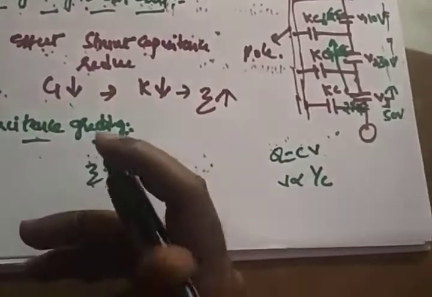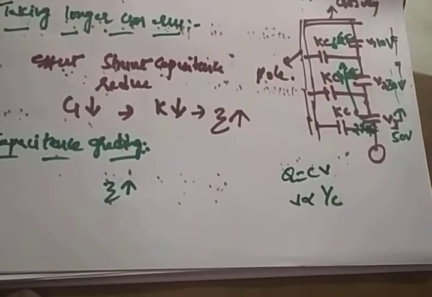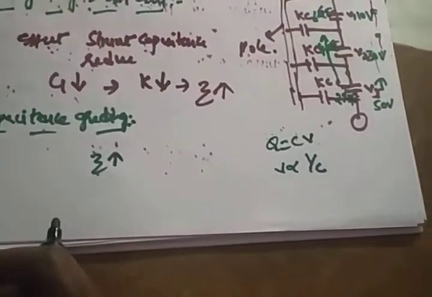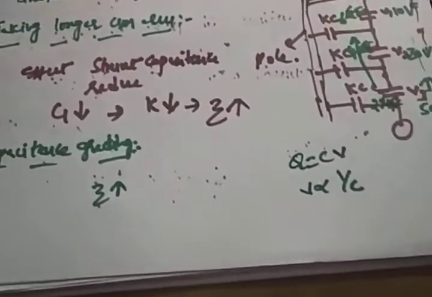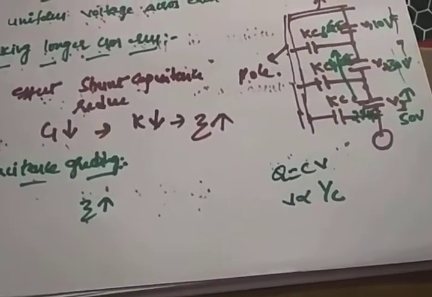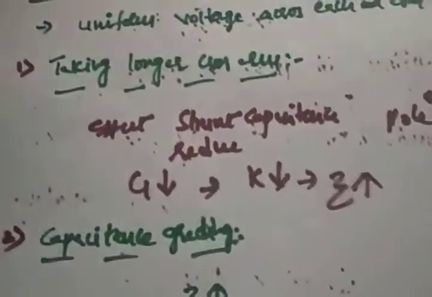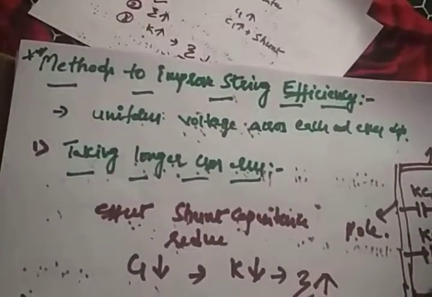Definitely, if you place different capacitance gradings, you will maintain constant uniform voltage across each and every disc. If you provide uniform voltage, the K value is going to reduce. That means the string efficiency is going to increase. So that is one method to improve the string efficiency. And the last method you will see. You see it in real life also. The method is called the guard ring.